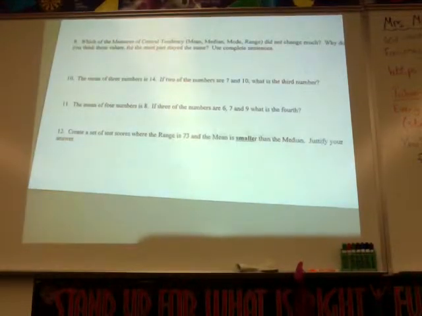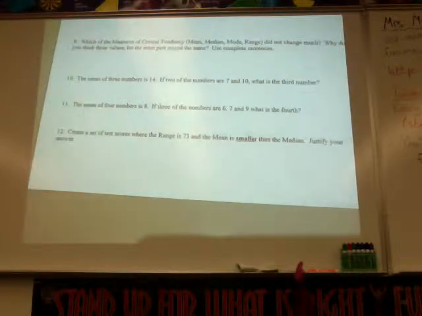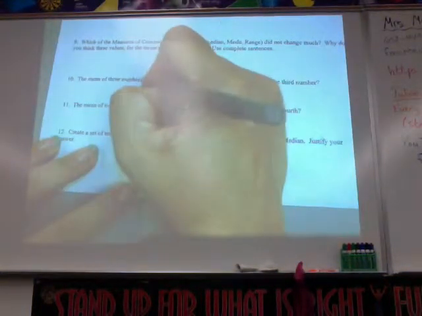So these are thinker questions. So 10, 11, 12. The mean of 3 numbers is 14. If 2 of the numbers are 7 and 10, what is the third number? Here's what I want you to do on these. I'm going to do one of them, and I want you to do the other one exactly the same way. So split your paper, or split your question here into thirds.